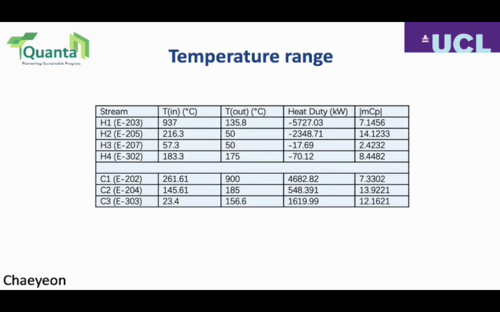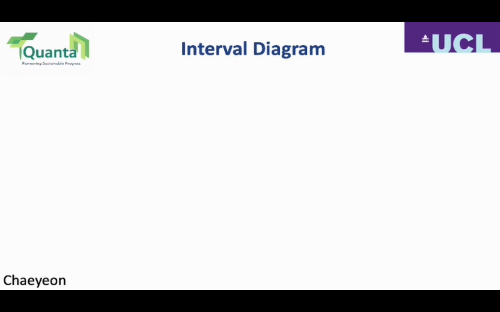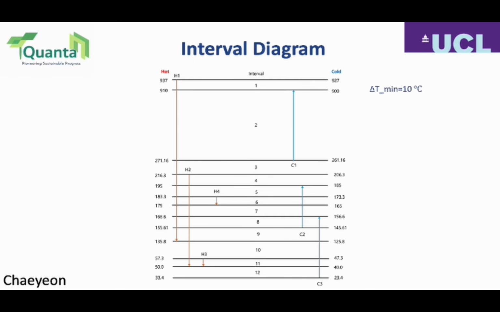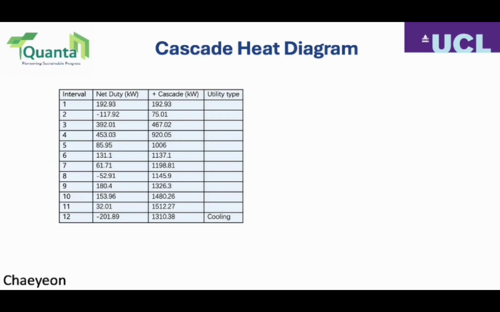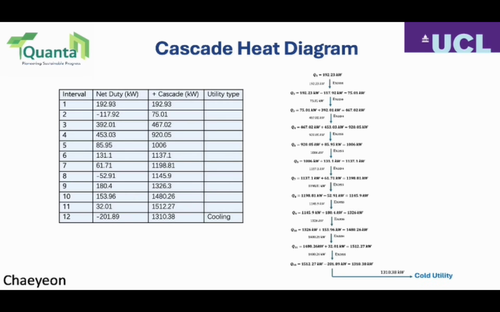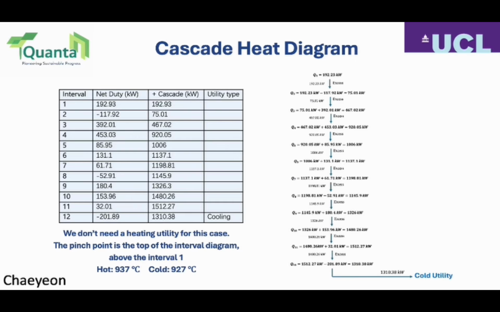And these are the sensible temperature ranges found from Aspen, and we use this range for our pinch analysis. And this is our interval diagram, and with this interval, we drew the cascade heat diagram. From this diagram, we can see that we don't need heating utility for this case, so the pinch point is the top of the interval.